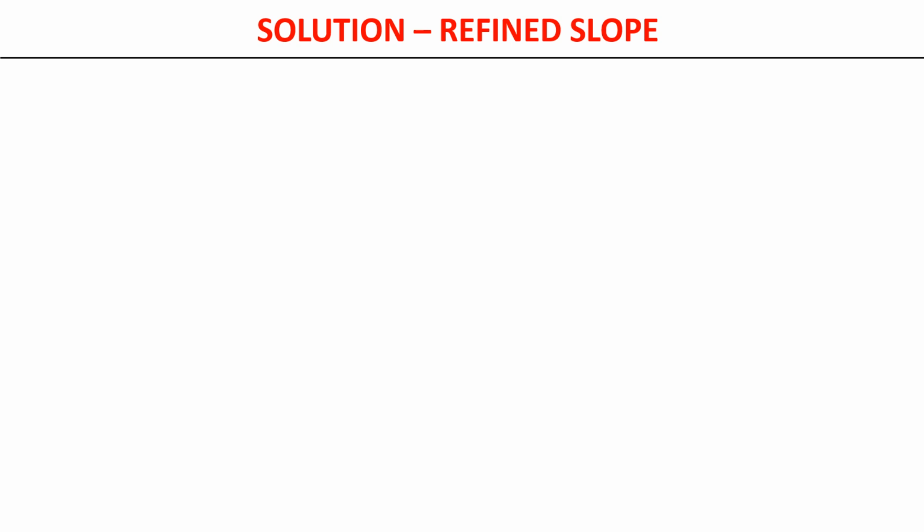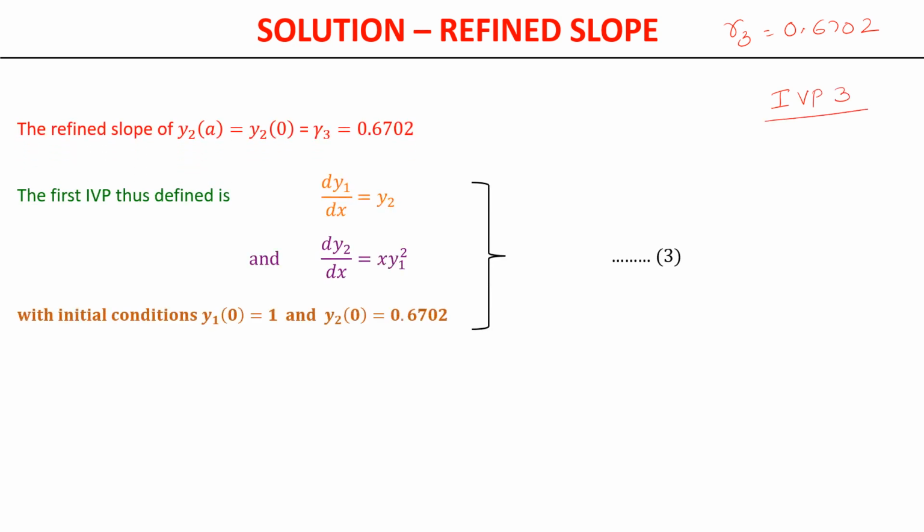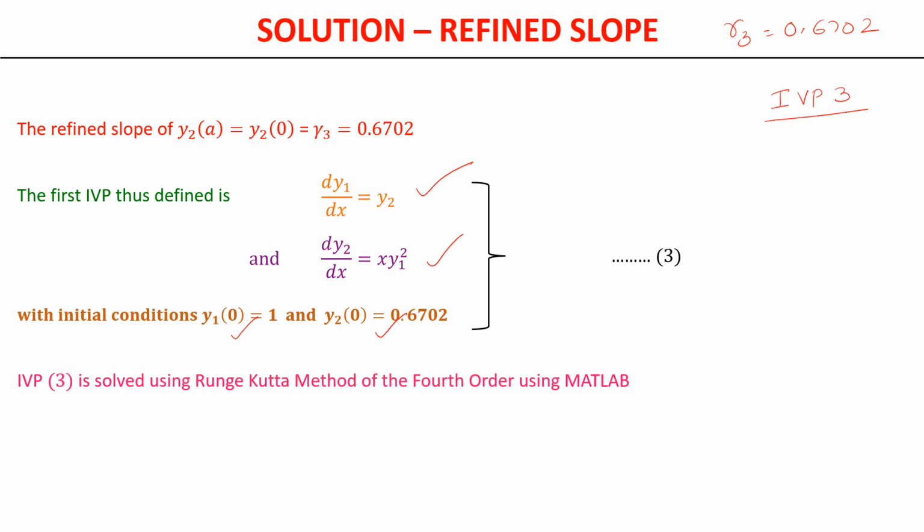Having got the refined slope as gamma 3, which is equal to 0.6702 from the previous slide, let me now construct IVP3. So what does IVP3 give you? The equations, the initial condition, and the slope at 0. And now again we shall go back to the RK method in order to solve it and check whether this result gives us a value closer to beta. Let's see.